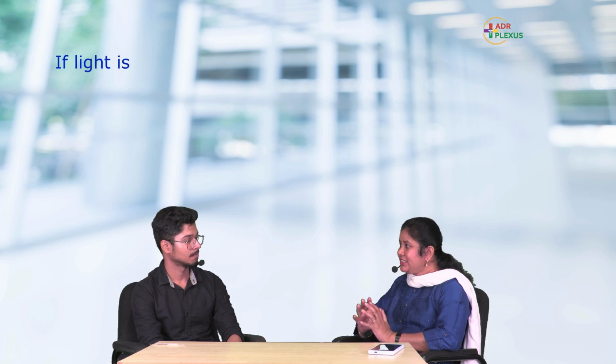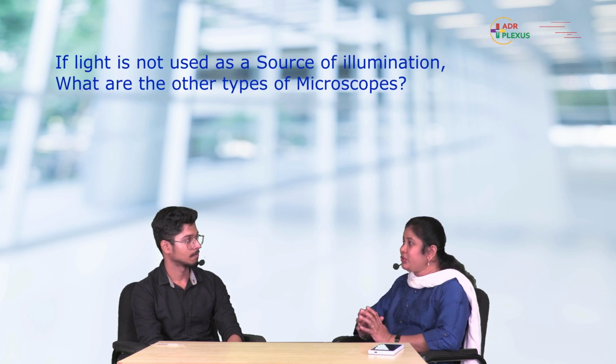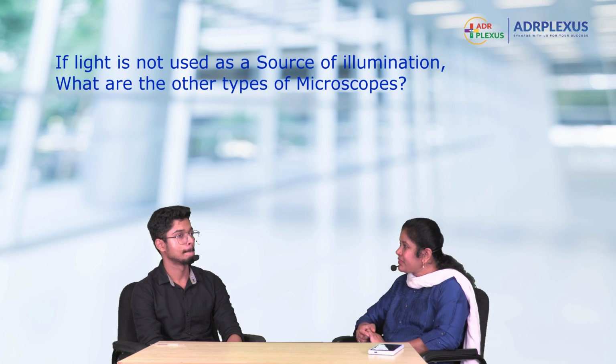So I'm just summarizing what you have told. It's a simple system to magnify the finer details of an organism, preferably a microorganism. It uses a set of lenses and a focusing system, and it uses light as the source of illumination. If light is not used as a source of illumination, do you know any other types of microscopes? Dark field microscope, interference phase microscope, phase contrast microscope, fluorescent microscope, and electron microscope. Excellent, Naveen. Very good.